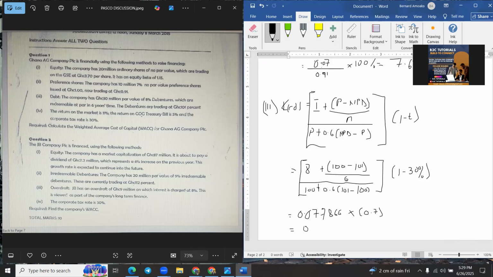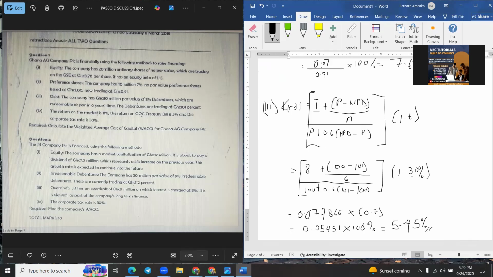0.05451. Round this to percentage, which is to multiply by 100%. And that is going to give me 5 point, to the nearest percentage, 5.45%. All right, so these are the items we needed.